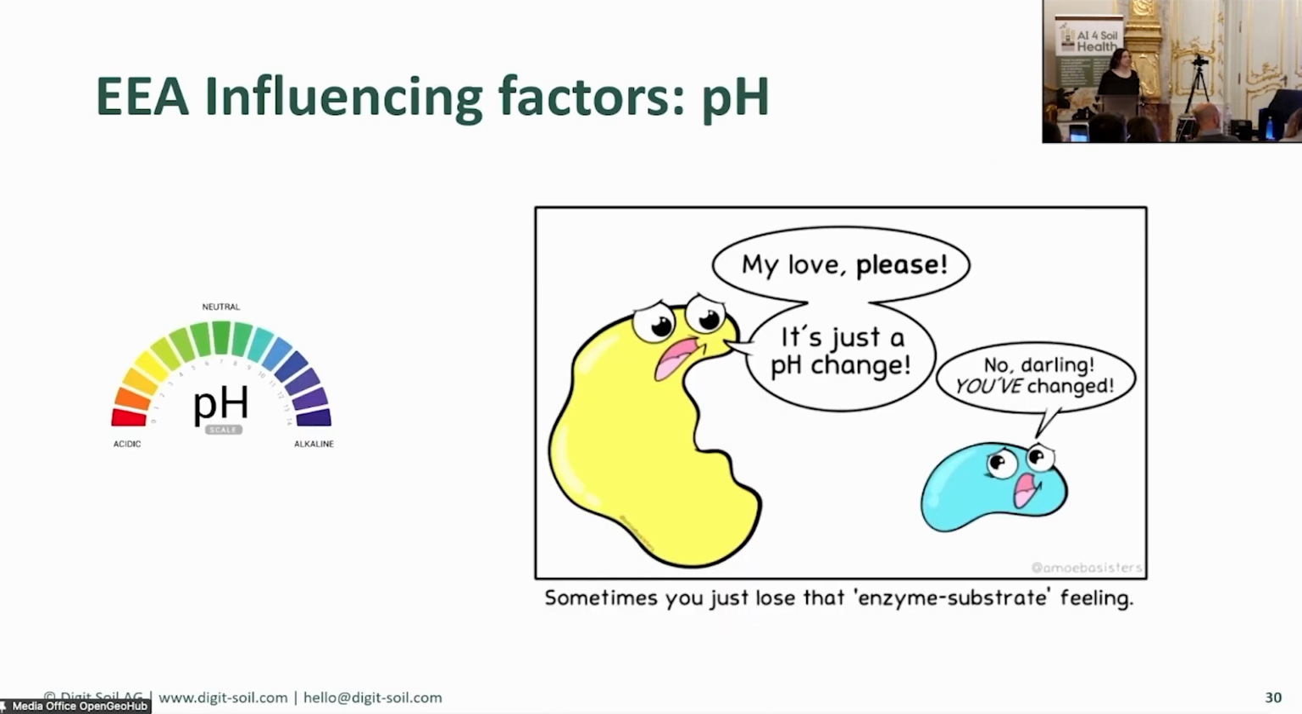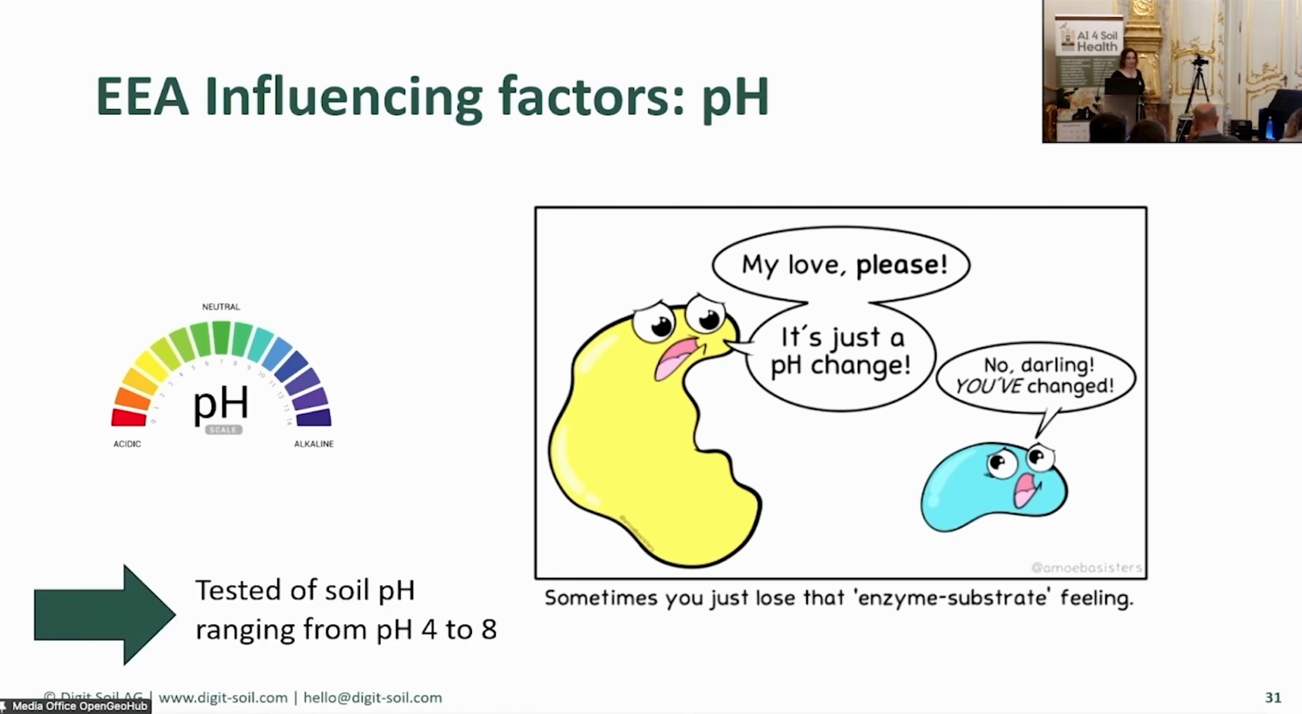The next thing is pH. pH is very important for enzymes because enzymes have an optimum pH value where they work best. If you deviate from this pH, there can be conformational changes in the protein, for example in the active site, and that makes them less active. So we also tested soils with a pH from 4 to 8 to make sure that we don't run into problems of pH with a shifting spectra or shifting activity.